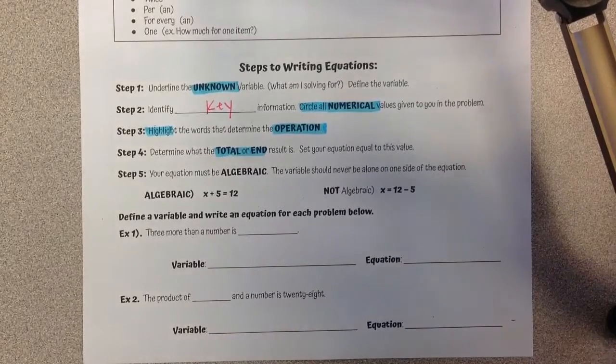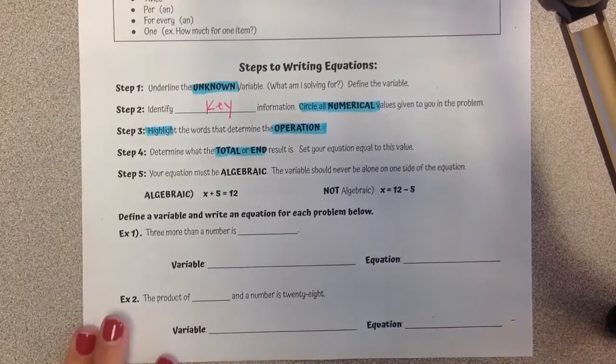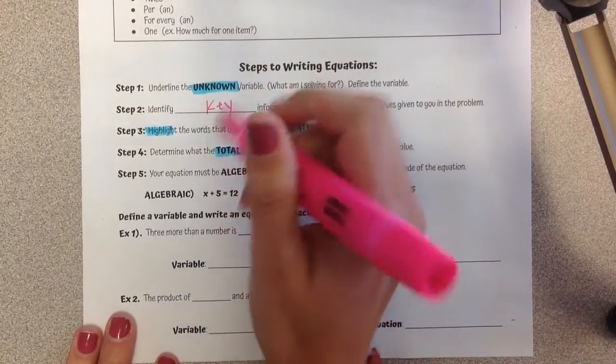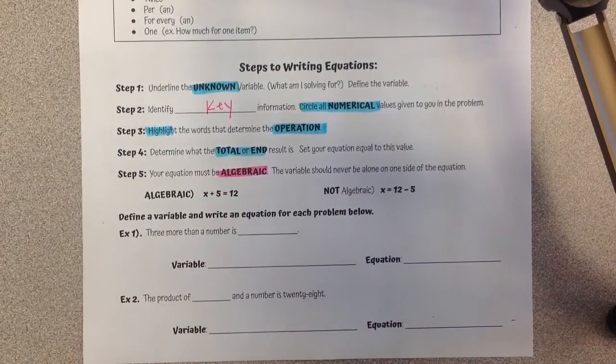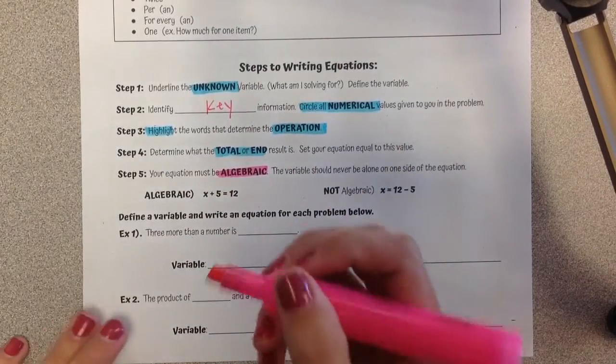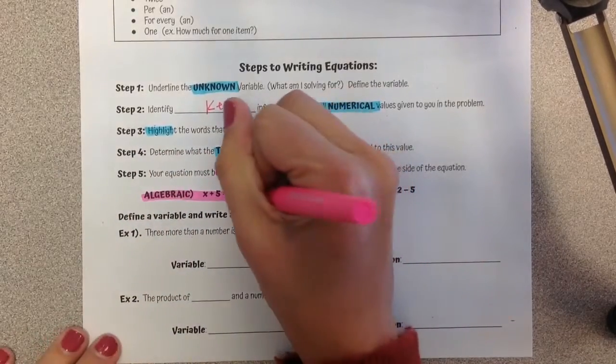And then the biggest thing that we want you to think about here, because you guys can solve a basic word problem. You've been doing that for a long time. But what we're trying to focus on right now is making your equation algebraic. So I want you to look at these two examples here. This one on the left is an algebraic equation. That is what we want you to do.